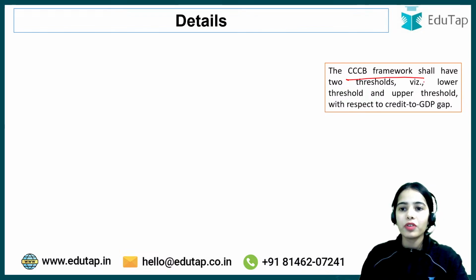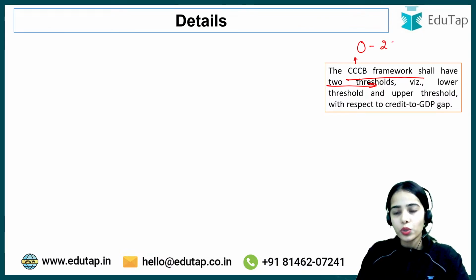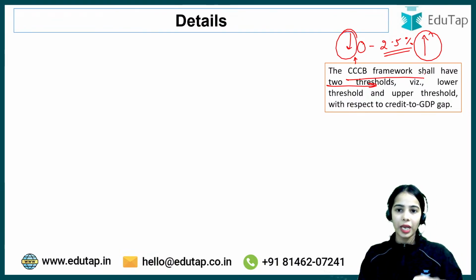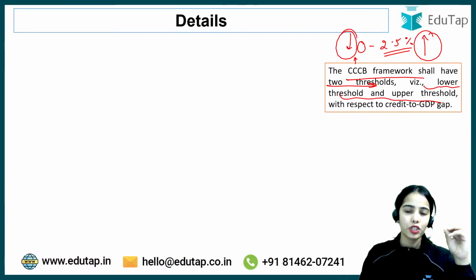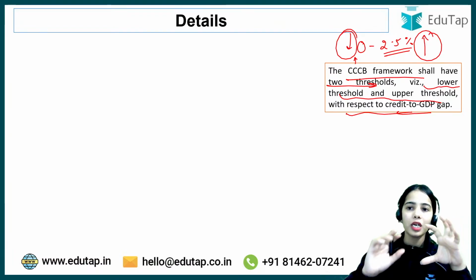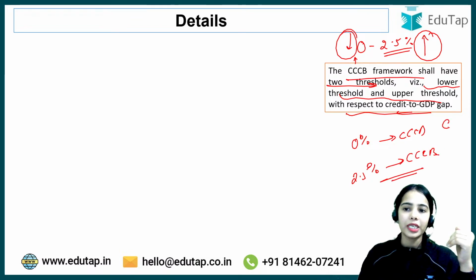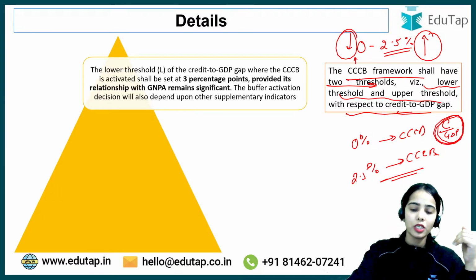Now, the CCyB framework shall have two thresholds. As I have told you, the counter-cyclical capital buffer is within the range of 0 to 2.5%. So 2.5% is the highest additional buffer that the bank has to maintain, and 0 is the lowest. So there is a lower threshold and an upper threshold with respect to the credit to GDP gap. The bank should maintain either 0% or 2.5% of the counter-cyclical capital buffer. This depends upon the credit to GDP gap.